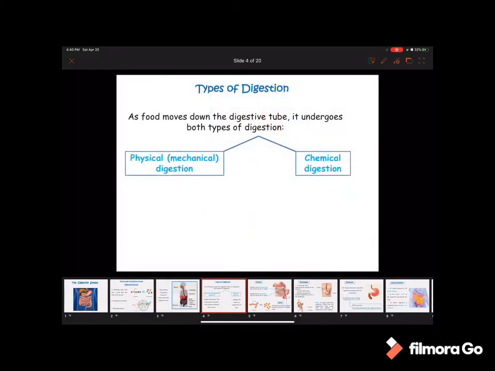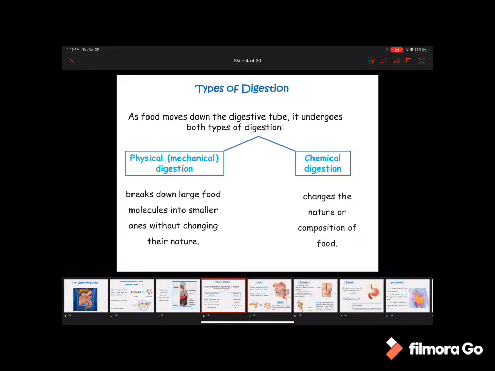We talked also about two types of digestion that are the physical or mechanical and chemical. We said that the physical consists of just making the food into smaller pieces, no changing of the nature. The chemical digestion is actually changing the nature or the composition of the food.